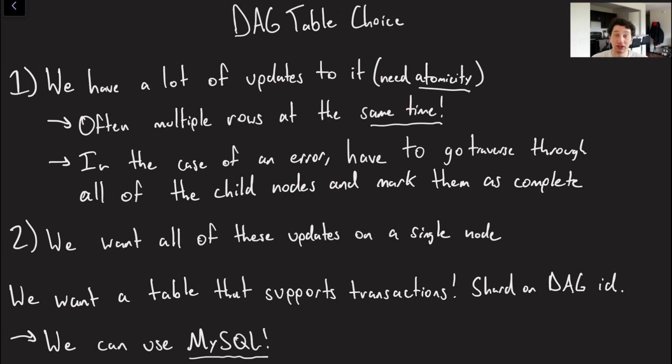Like I mentioned, that's just going to be how we shard. And so we want a table that supports transactions. We're just going to shard on our DAG ID.